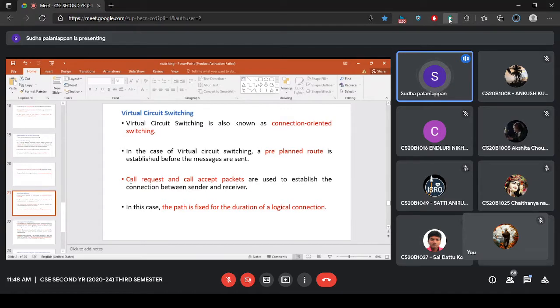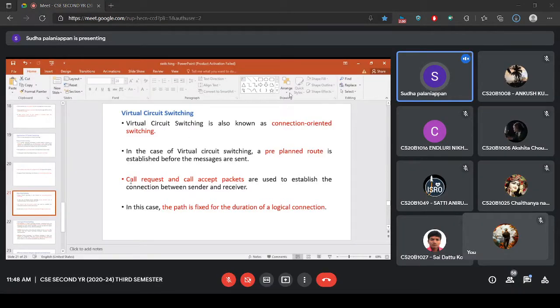Since it is connection oriented, a logical connection exists between sender A and sender B upon sending the call request and call accept packets. The call accept is an acknowledgement. So once the accept is given by the receiver, a dedicated connection exists between the sender and the receiver. A path is fixed for the duration of a logical connection, so that both systems can send and transfer the data.